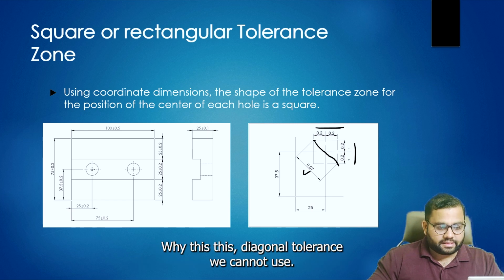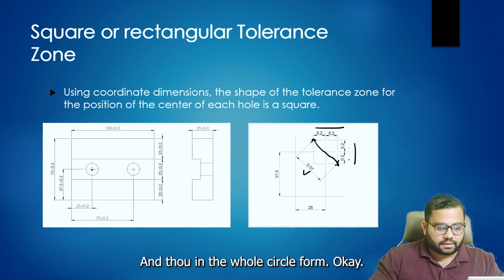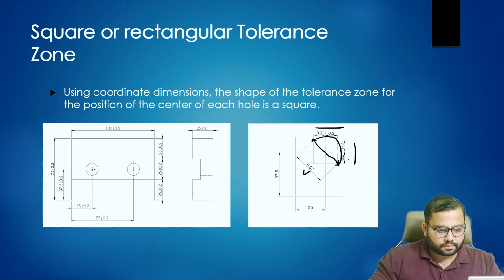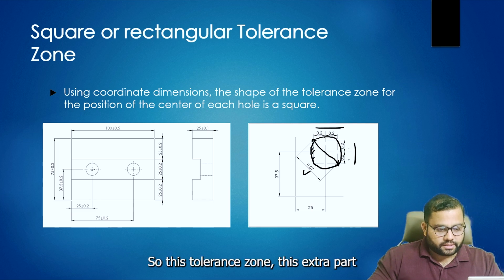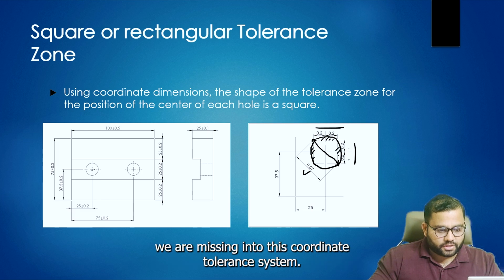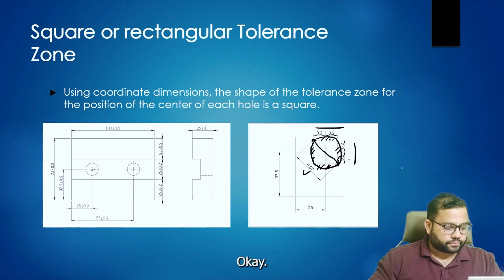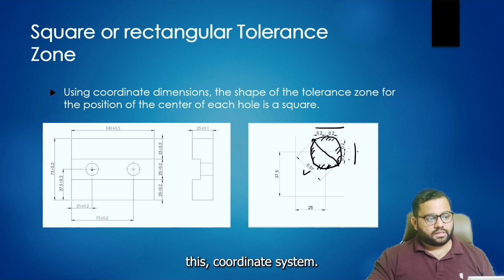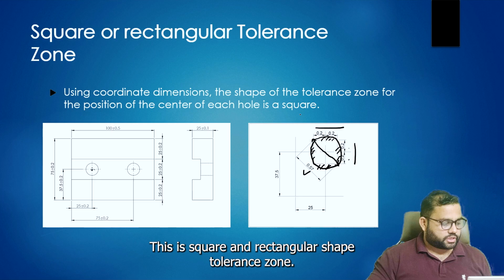Why can we not use this diagonal tolerance in the whole circle form? If I create one circle over here like this, this tolerance zone, this extra part, we are missing in this coordinate tolerance system. This is one of the biggest problems we face in the coordinate tolerance system, with this square and rectangular shape tolerance zone.